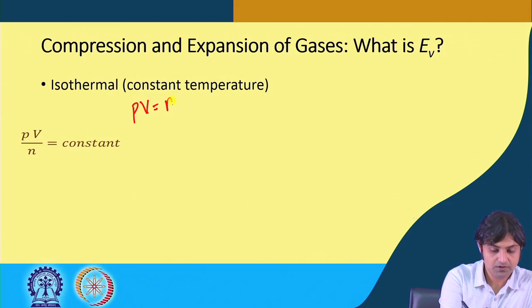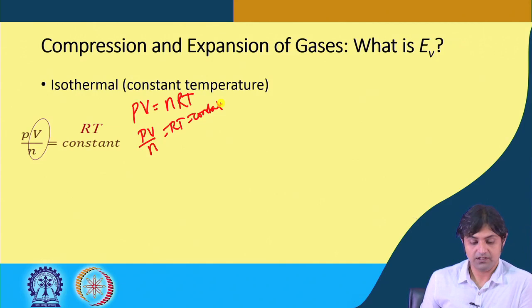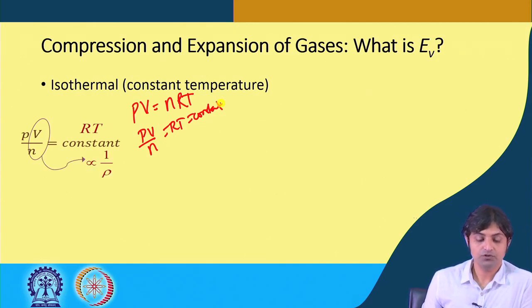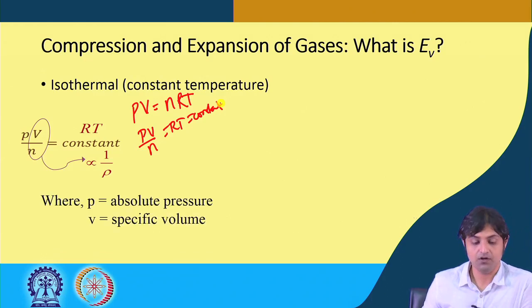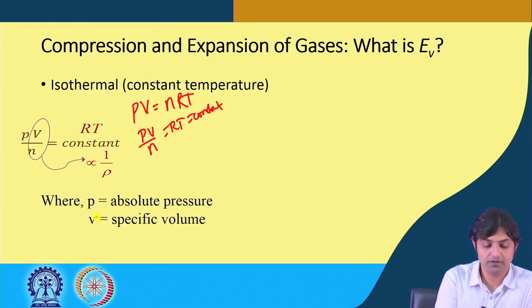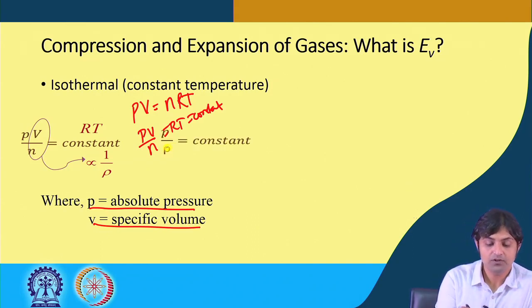PV is equal to nRT. So PV by n is again RT, which is constant. So V by n is directly proportional to 1 by P, or inversely proportional to P, where P is absolute pressure and V is specific volume, and therefore we can also write P by rho is also constant.